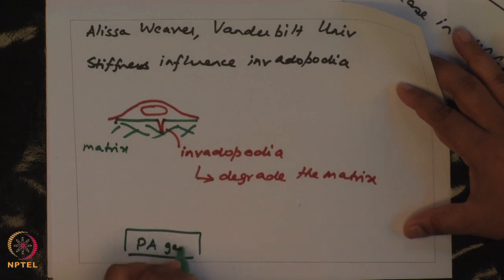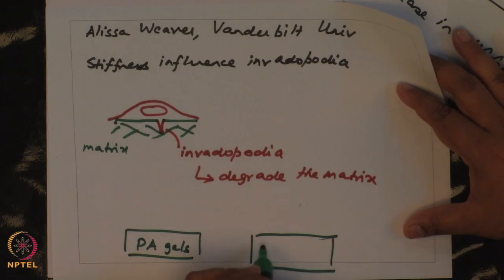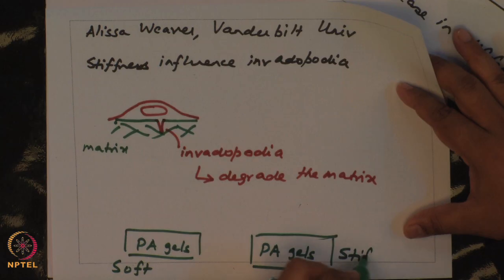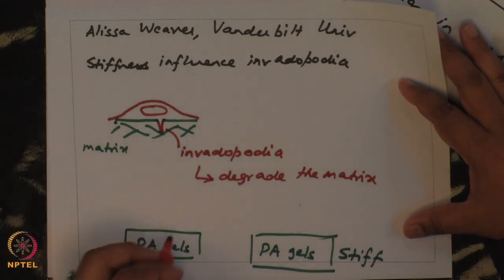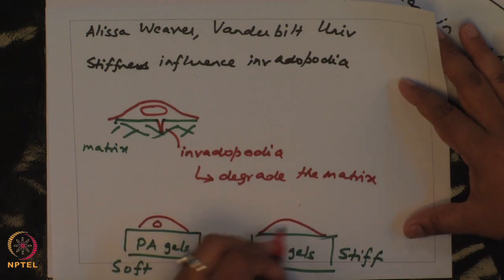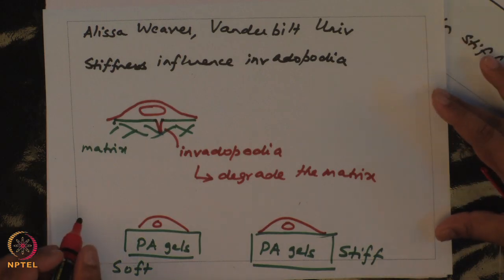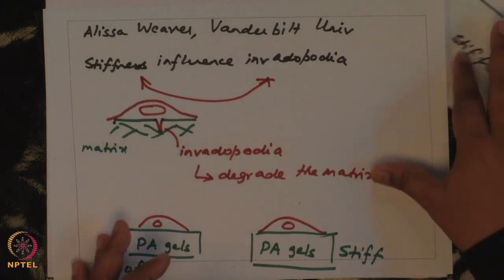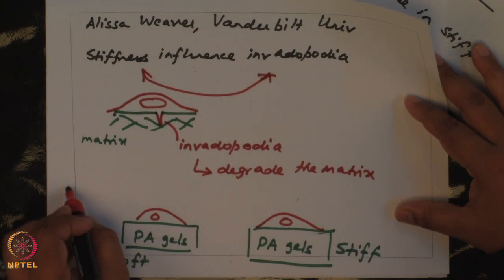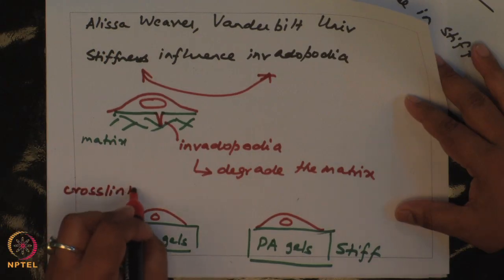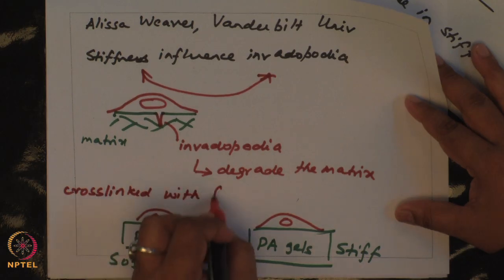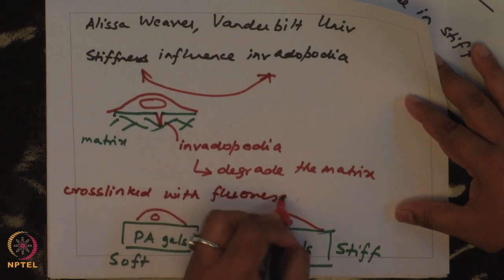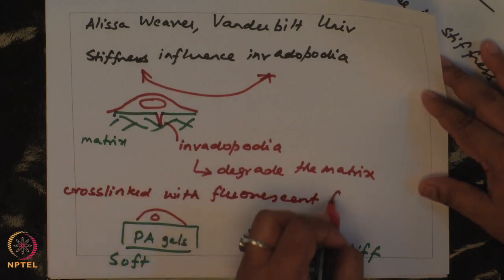PA gels, polyacrylamide gels, one was soft and the other one was stiff. Okay. And she plated cells on these substrates, and asked is there any correlation between stiffness and invadopodia. Okay. So, these substrates were cross linked with fluorescent fibronectin.